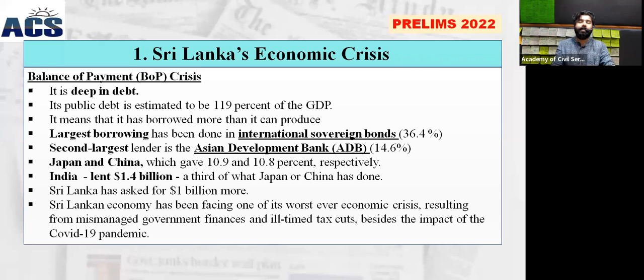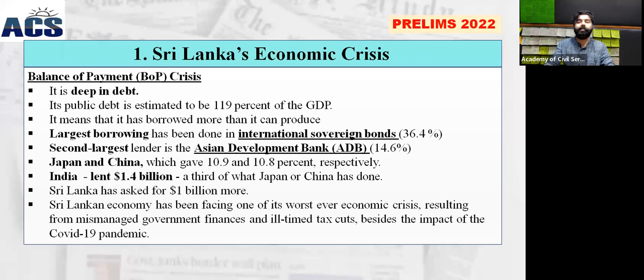And among the other countries they have to pay back, including Japan and China, they owe 10.9% to Japan and 10.8% to China. After Japan and China, the next country is India. India also gave a lot of money to Sri Lanka as a creditor. That means Sri Lanka borrowed money from India as well. 1.4 billion is what India has lent to Sri Lanka that has to be paid back to India.